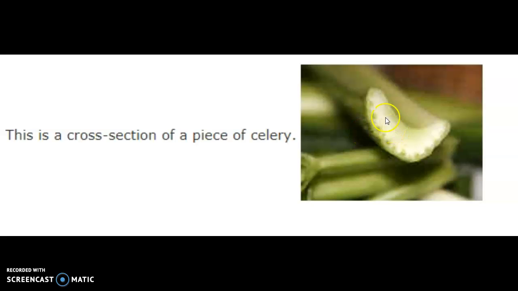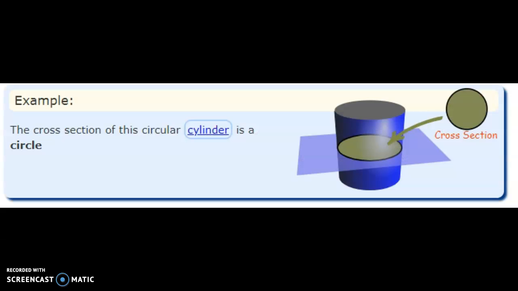So if you cut through it, that's the shape, right? So different types of vegetables have different shapes for their cross sections. Now in geometry, in cases of three-dimensional figures, for example, this circular cylinder, when a plane such as this piece of paper here, or any flat surface, cuts through a three-dimensional figure, the shape that is formed is actually the cross section.